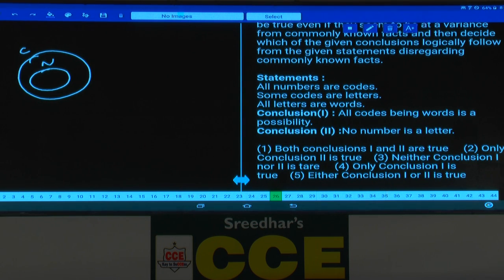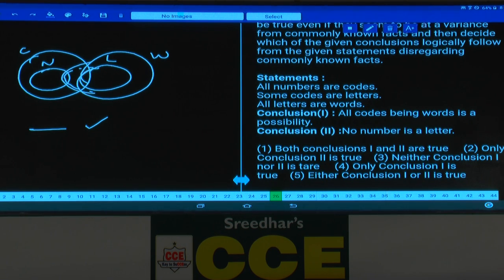And some codes are letters. And next one, all letters are words. All numbers are codes, some codes are letters, and all letters are words. And the first one is a possibility. Second, no number is a letter. No number is a letter, definitely true. In order to make this one false, we can prove its complementary pair. That is alternate diagram. What is alternate diagram here? Then some numbers are letters. Whether we can prove this one or not. Hence, alternate diagram proven, previous conclusion will be false.